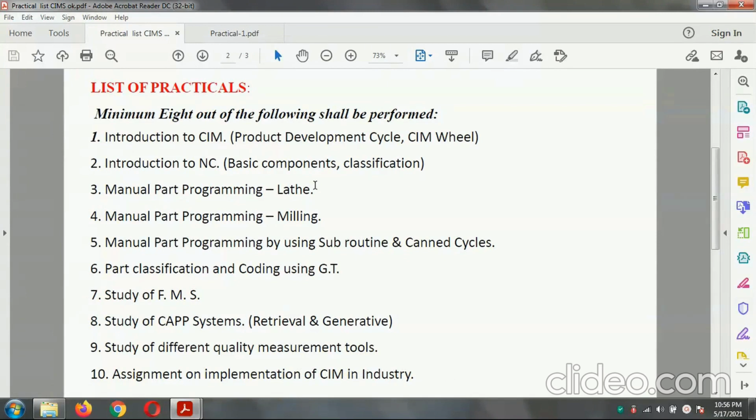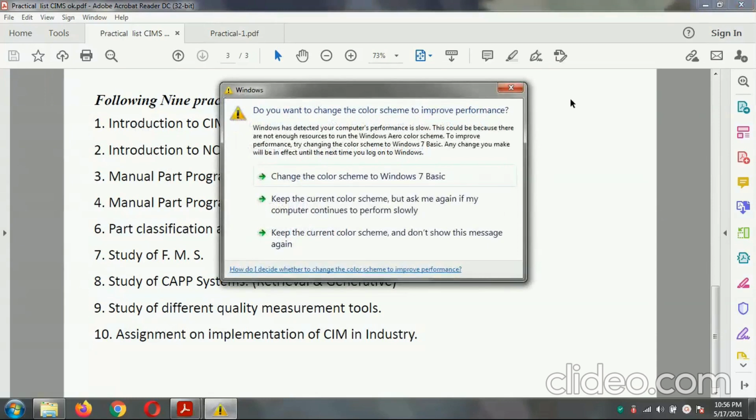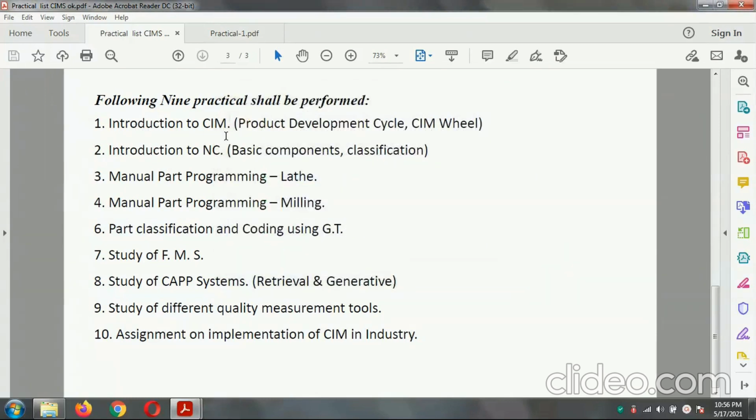So these are the 10 practicals given by the university, and out of these 10 practicals we have to conduct 8. But we are performing 9 practicals, in the sense of OBE. In the NBA system or NAAC system, one practical is added. So we add one practical, that is the introduction of the CIM. We are taking it with respect to the product development cycle and CIM cycle.